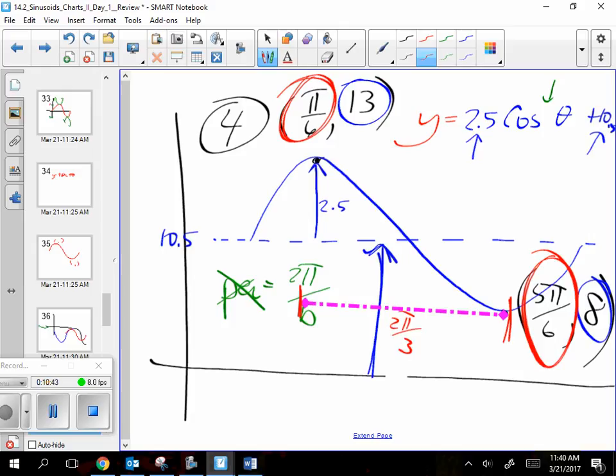Now wait, that is not the period of this thing. It only went from the high spot to the low spot. If it only went halfway, then we have to double it. So double the 2 pi over 3, what do you get? 4 pi over 3. That's this thing's period, 4 pi over 3.